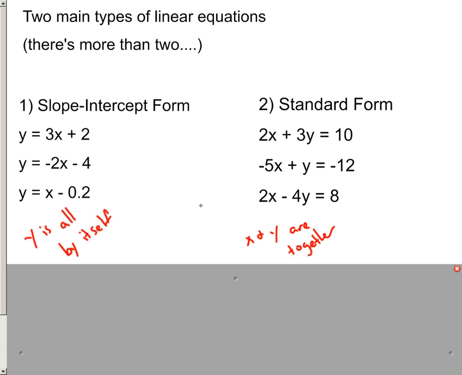That's pretty much it for what a linear equation is and two very popular formats there. I've got another lesson that's going to show you how we can convert from a slope-intercept form to standard form, and then also how we can go from standard to slope-intercept form.